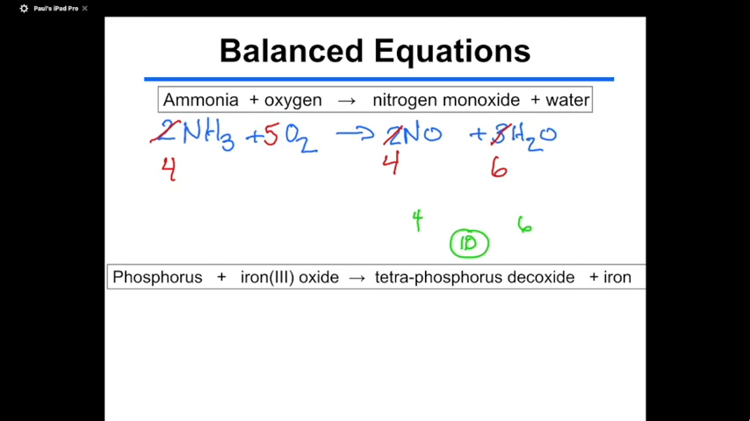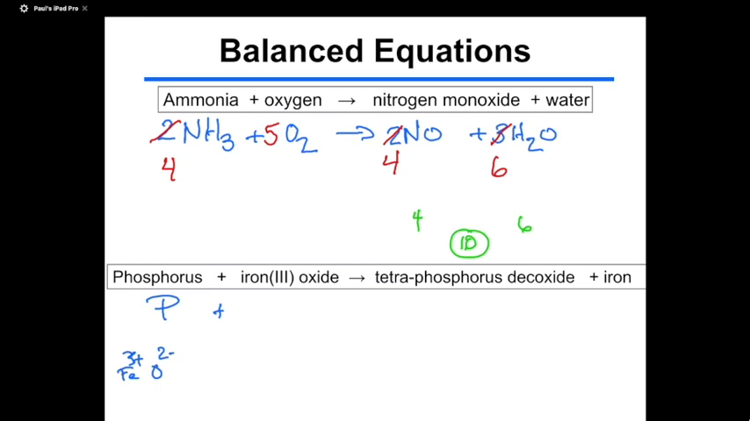Last example. Phosphorus is the element. I just put P. Iron, the 3 version, and oxide, the -2 version. Now, do you see oxide was different? If I saw oxygen, I write O2. If I write oxide, it's an O with a -2 at the top.